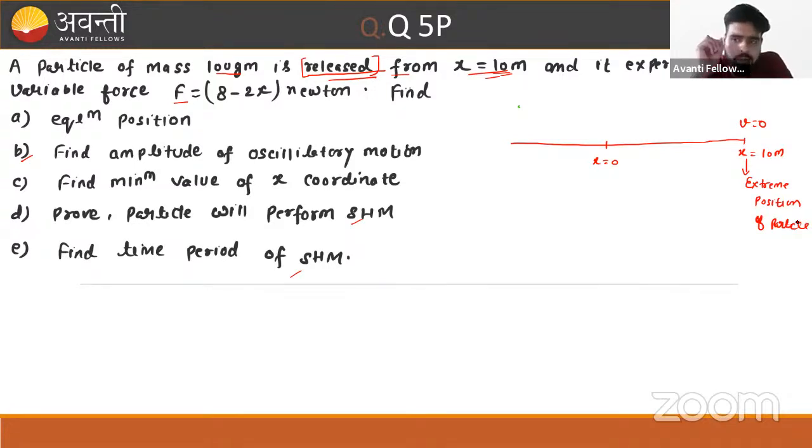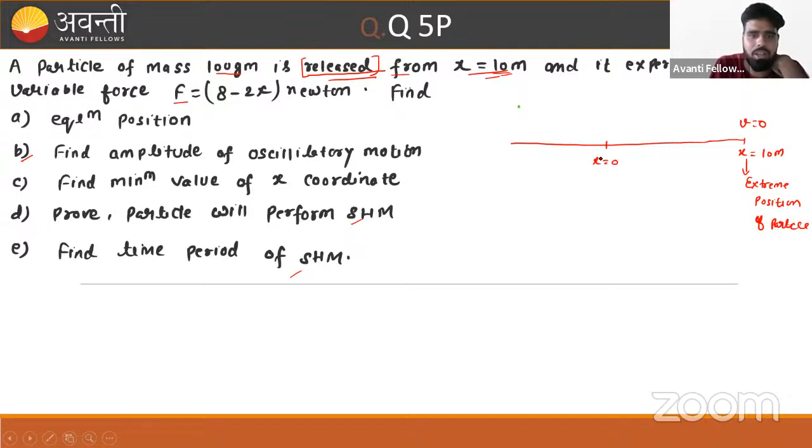How many of you are getting my point? What I want to convey is: if the particle is released, it means speed is 0. If speed is 0, there is only one point, that is the extreme position. So this is the extreme position. Okay, sir, where is the mean position? Is the mean position x equal to 0? No, no, no, no. Never say such nonsense, beta.